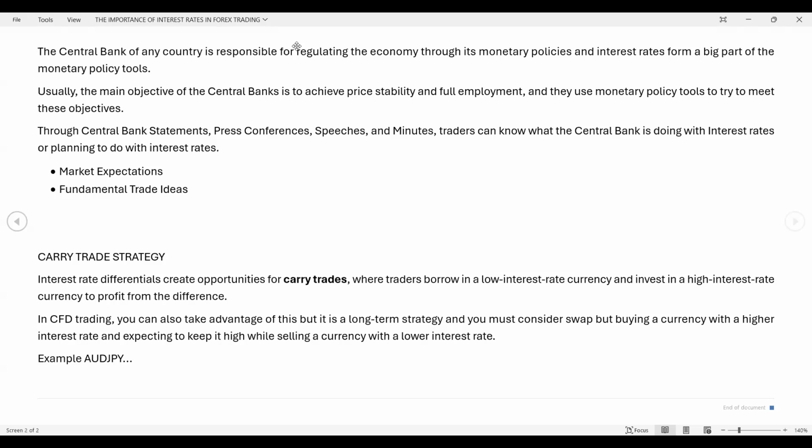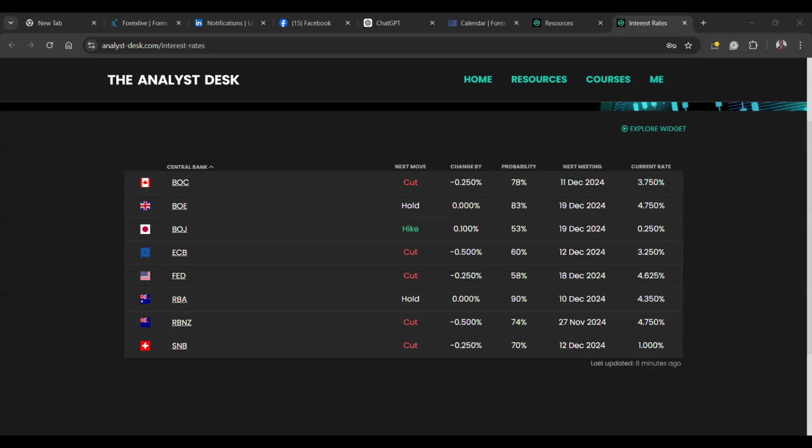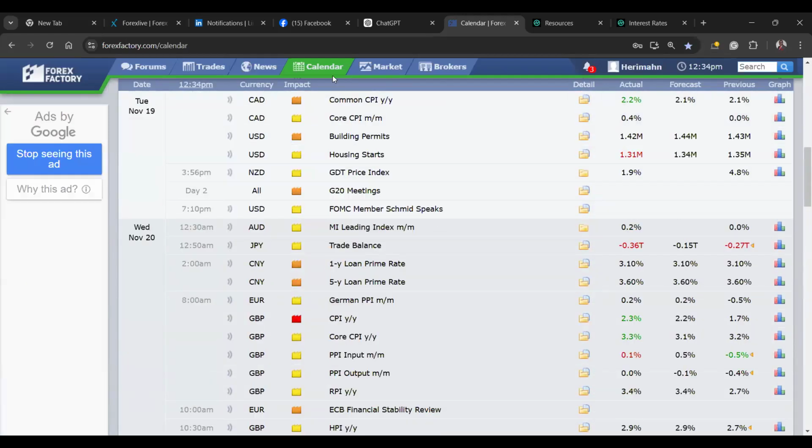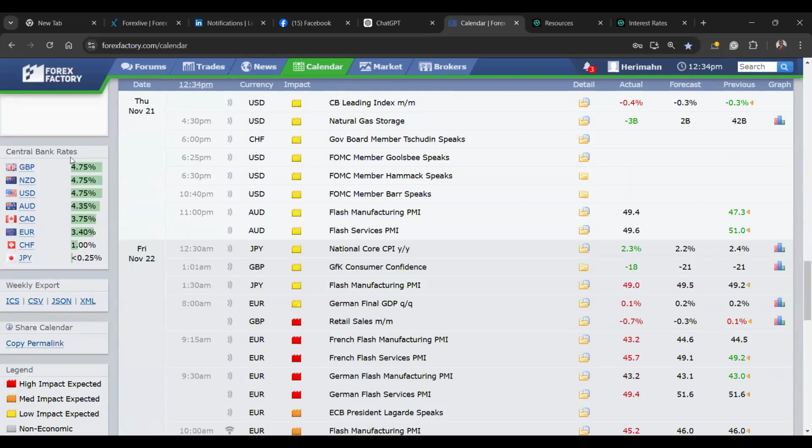I'll give you a quick look at where interest rates are across the major economies, and then what we should be doing, or what the fundamental bias or long-term direction is for these currencies. Let's quickly cross over. If you look at your economic calendar, the Forex Factory that we're very used to, if you go to forexfactory.com, where you have the calendar, you can scroll down a bit and see where interest rate is for each of the major economies. You can see the currencies with the highest interest rates and the ones with the lowest interest rates.